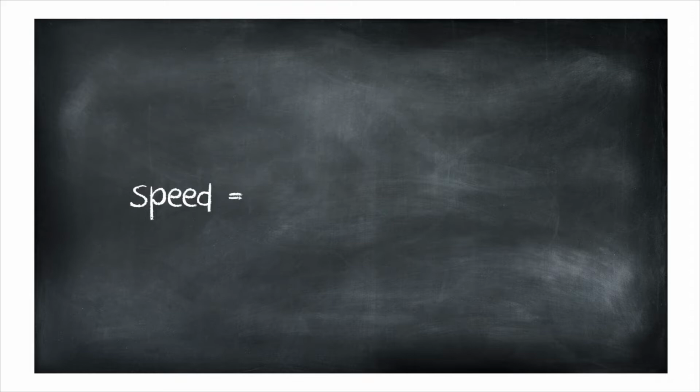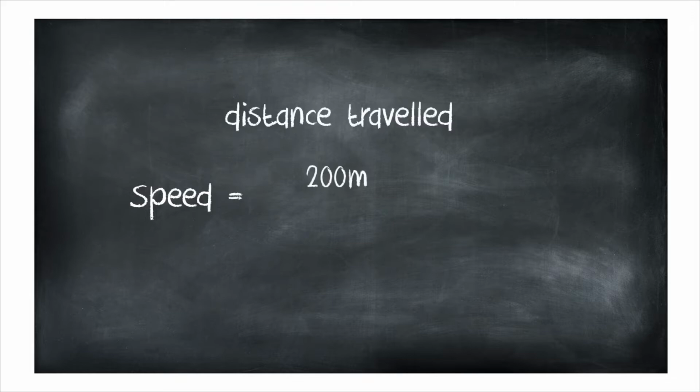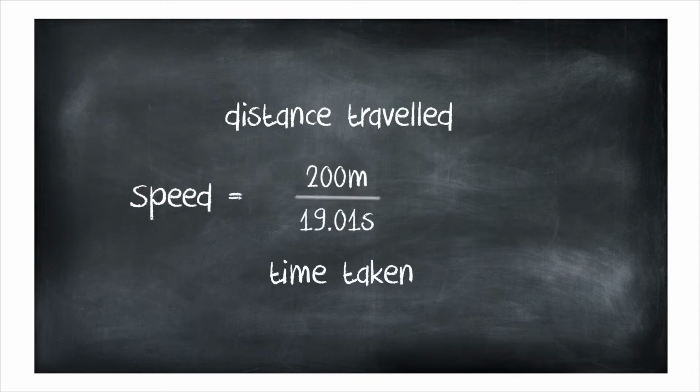From the information provided in the question, we know that the distance traveled by Blaze is 200 meters and the time taken was 19.01 seconds. Dividing these two values as shown on the board shows that Blaze ran with an average speed of 10.5 meters per second to one decimal place.